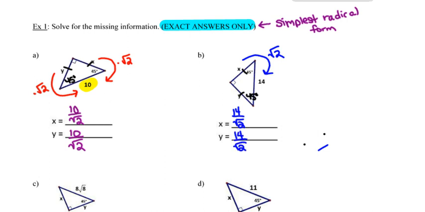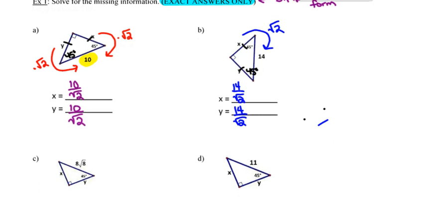So the lengths of both of our legs here in letter B must be 14 divided by the square root of 2. It might be super tempting to plug that into the calculator in order to find the quote-unquote real answer. But keep in mind here, we want our values to represent exact numbers, and therefore it's okay to leave our answers in simplest radical form.